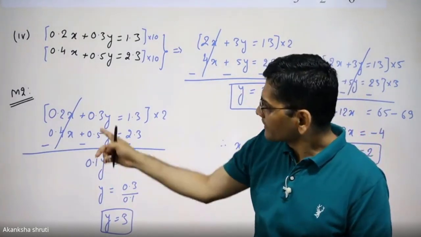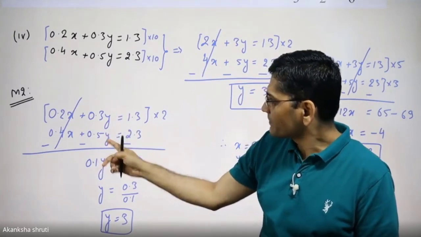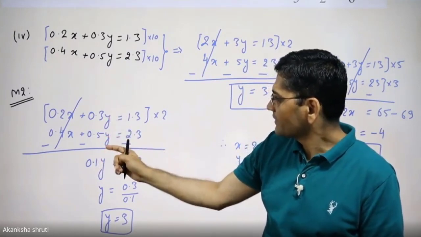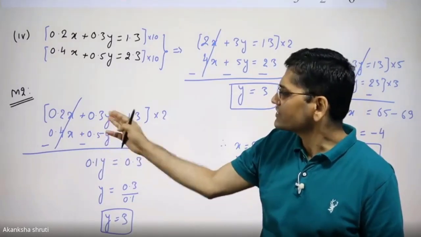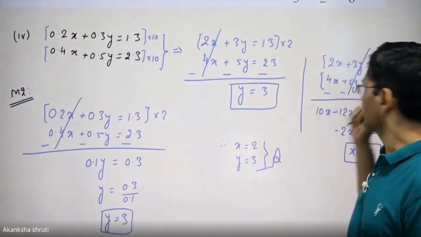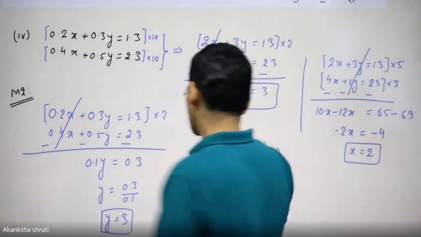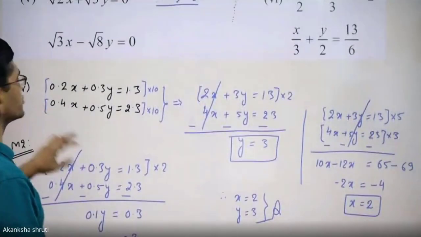Similarly, we can eliminate this y by multiplying first by 0.5 and second by 0.3, or directly first by 5 only and second by 3 only, like here we have done. Again we will get the same x. Okay, so it was all about the question number 4.